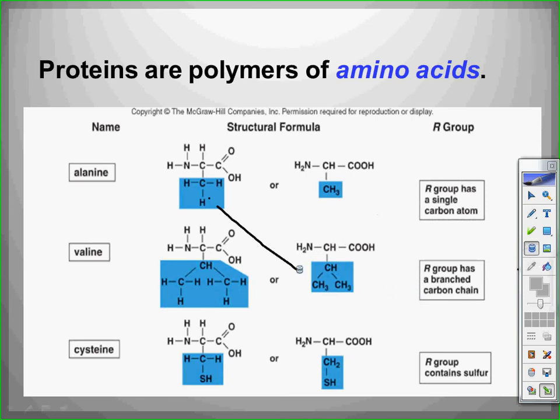These pictures that you see here are amino acids. Okay, alanine is an amino acid, valine is an amino acid, cysteine is an amino acid. Notice that they all end in INE. So anytime you see a word that ends in INE, you can automatically think of an amino acid. Okay, so these amino acids make up proteins. So protein is the polymer for an amino acid. Okay, so a bunch of amino acids joined together is a protein.